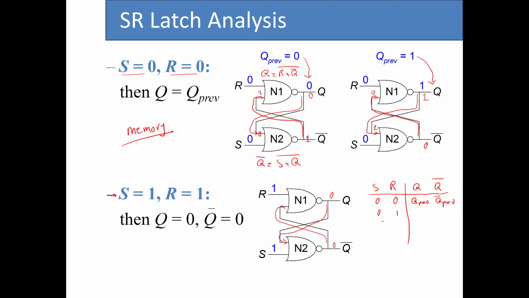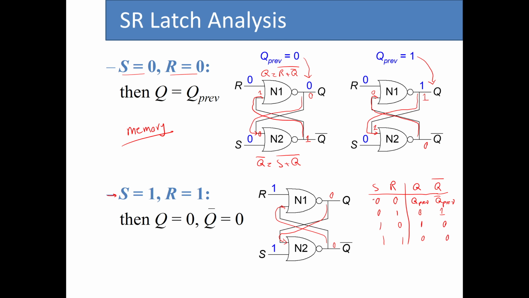The second case is when S is 0, R is 1. As we said before, this is the reset case, which makes Q 0 and Q bar 1. Then we have the 1, 0 for S and R, which makes Q to be set or 1 and Q bar to be 0. And finally we have 1, 1, which makes both Q and Q bar to be 0.